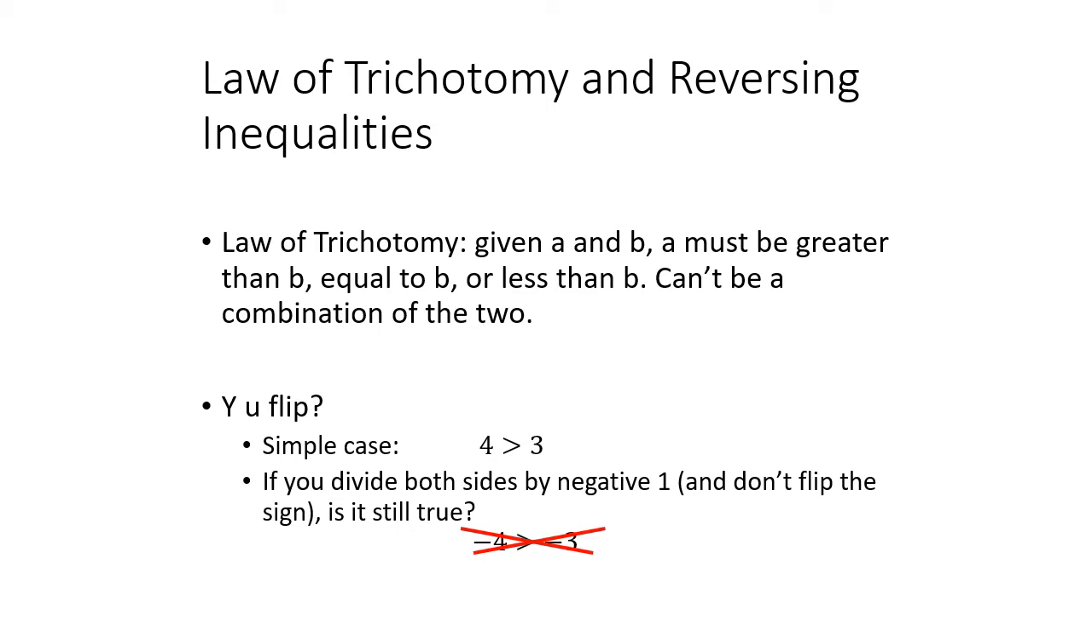But if you divide both sides by a negative number, is that relationship still true? So, is -4 greater than -3? No, it's not. In order to maintain this true relationship here, we'd have to flip this sign to make it a less than sign. -4 is less than -3. So as long as you remember to flip the sign when you divide or multiply by a negative number in the process of solving, everything will be fine.